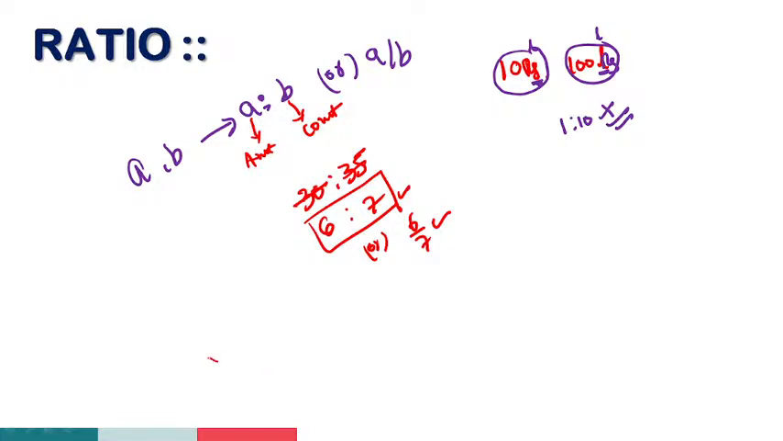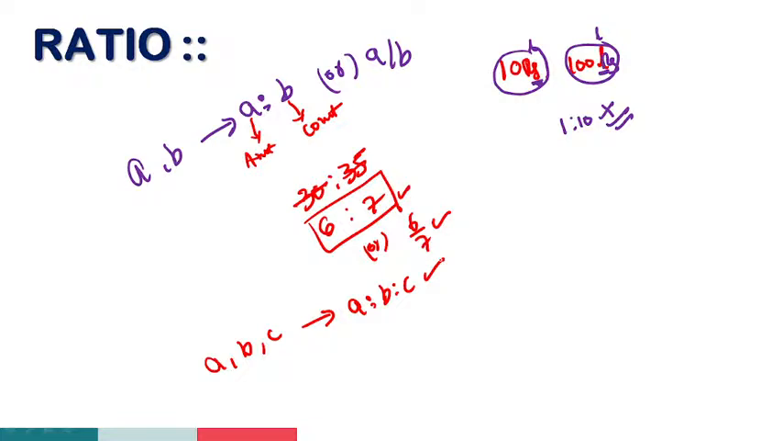For example, for three quantities A comma B comma C, the ratio is A is to B is to C. Just remember, guys, ratio means two quantities of the same units is called the ratio, or ratio means comparing similar terms in simplest form.